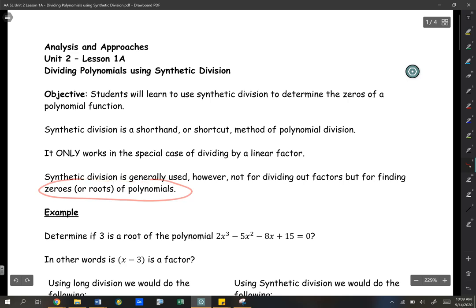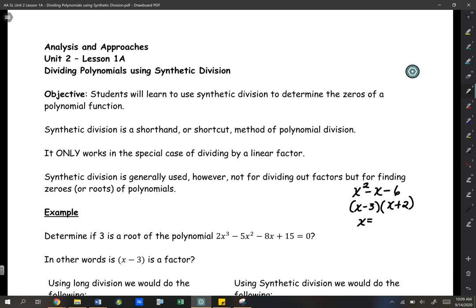of a polynomial. So let's back up for one second for a quick reminder of what we mean by the zero or the root of a polynomial. If you have the polynomial x squared minus x minus 6, I can factor that and I'm going to get (x minus 3)(x plus 2). So that means that the zeros, if I say x minus 3 equals 0, x equals 3, x plus 2 equals 0, x equals negative 2.